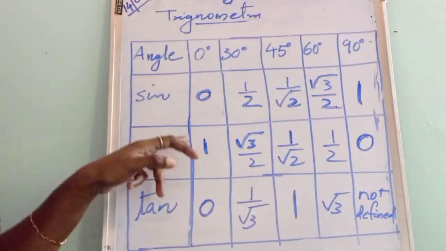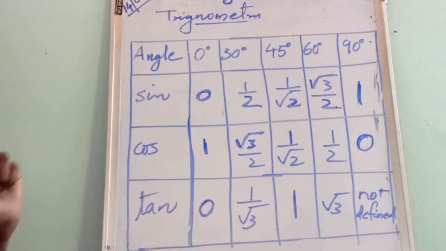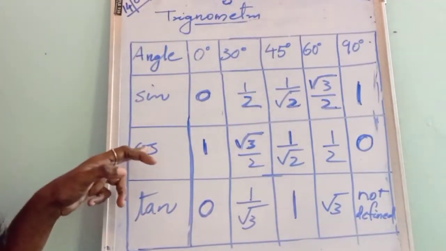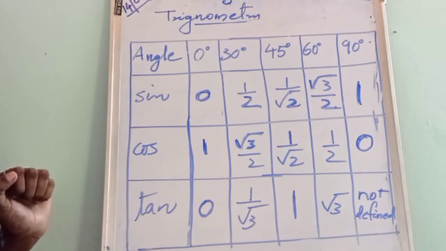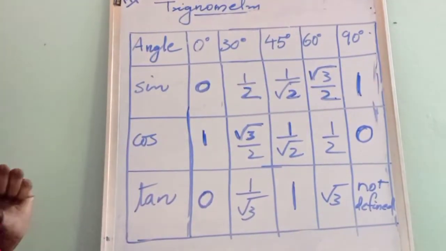The value of cos 0 is 1. The value of cos 30 is root 3 by 2. Then the value of cos 45 degree is 1 by root 2. Then the value of cos 60 degree is 1 by 2. And the value of cos 90 degree is 0.